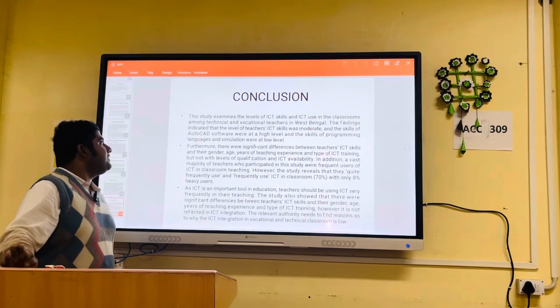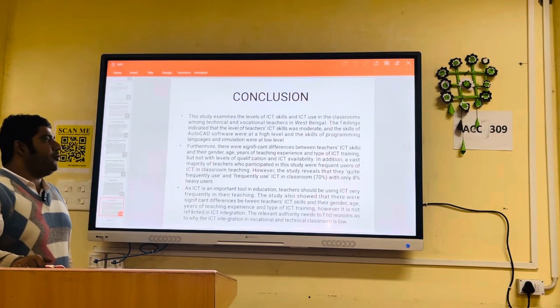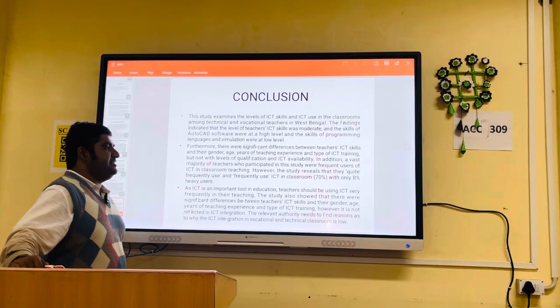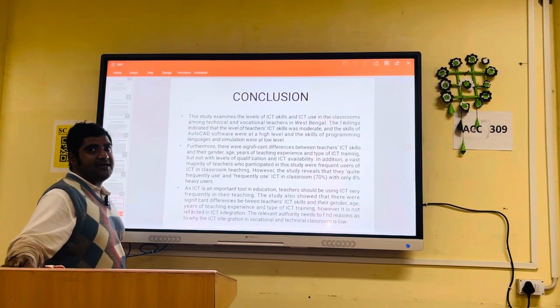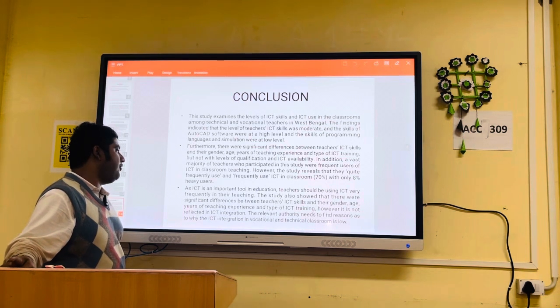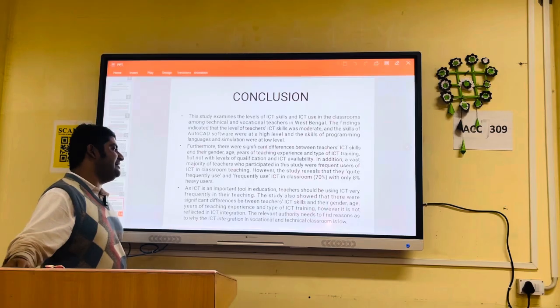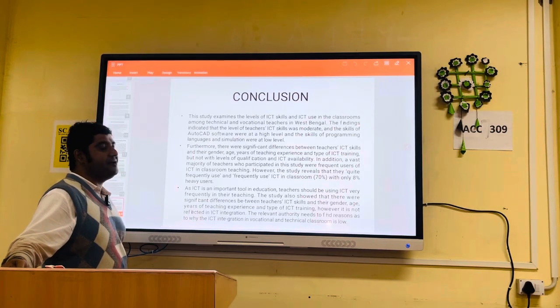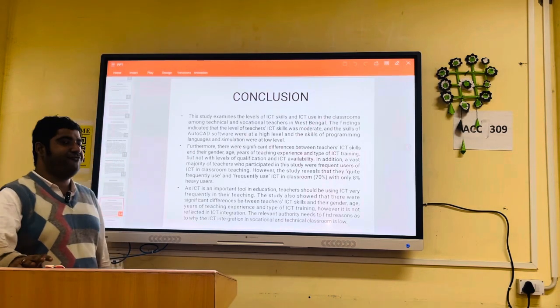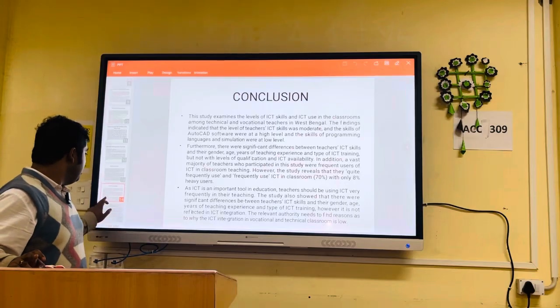Conclusion. As ICT is an important tool in education, teachers should use ICT very frequently in their teaching. The study also showed that there were significant differences between teachers' ICT skills, gender, age and teaching experience. The relevant authorities need to find reasons why the ICT integration in technical and vocational education is low.